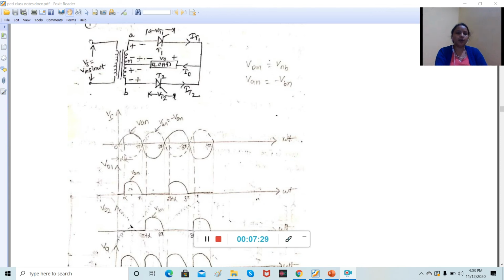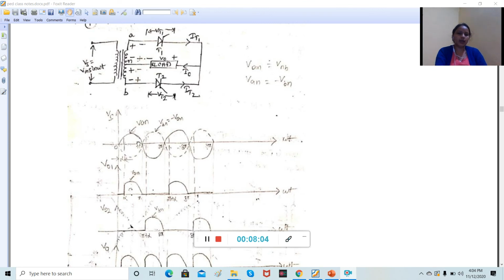That means when this point is positive and this point is negative, T1 conducts for one half cycle. How will T1 conduct, let's see. When A is positive, N negative, then N positive, then B negative. So for one positive half cycle, this waveform is represented as VAN, and this waveform is represented as this.